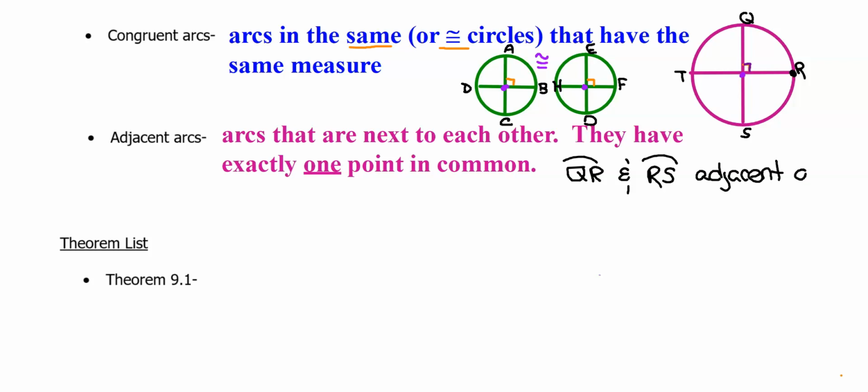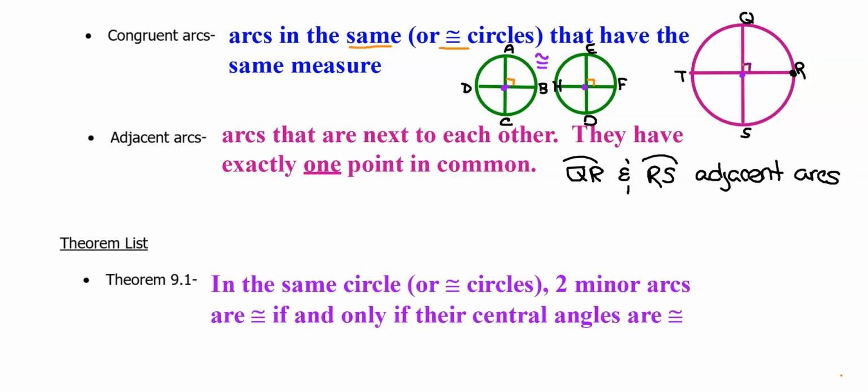And now my theorem 9.1 talks about what we have mentioned earlier. Arcs are equal to your central angle, so therefore in the same circle or congruent circles, two minor arcs are congruent if and only if their central angles are congruent. So we have to have those central angles be congruent. And again, we talked about how just because the central angle on the pink circle up above and the green ones are the same, the fact that they are not congruent circles won't work out.